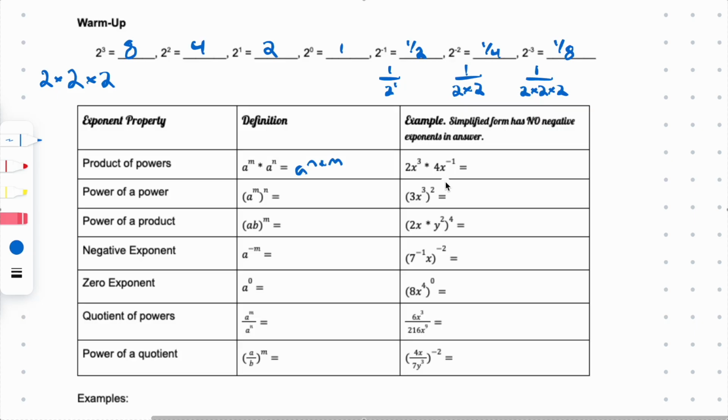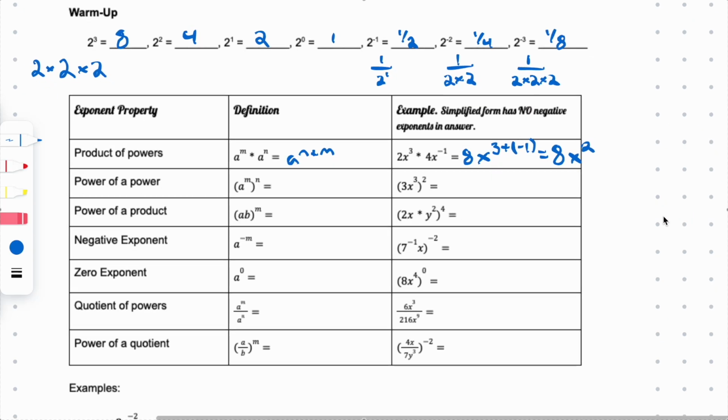So in this case, we have 2x cubed times 4x to the negative first power. Well, we can first multiply the coefficients. So 2 times 4 is just going to give us 8. And then for the exponents, we notice we have the same base, x. So we're going to add the exponents: 3 plus negative 1. And this is just going to give us 8, and 3 plus negative 1 is just 2. So we're going to say 8x squared.